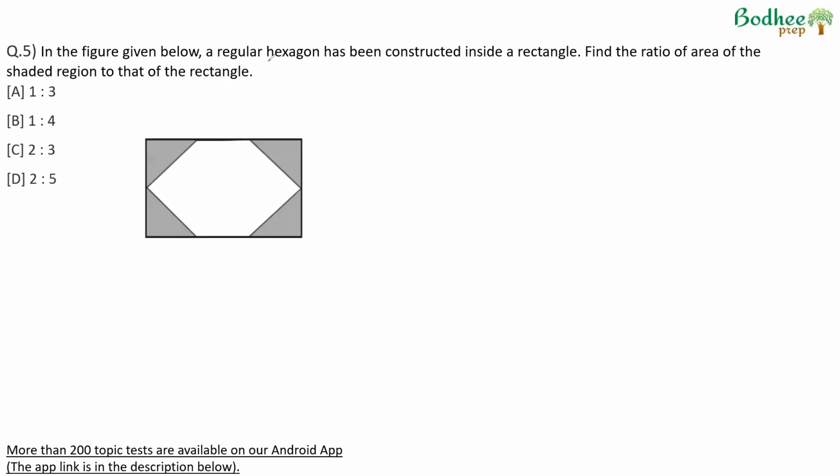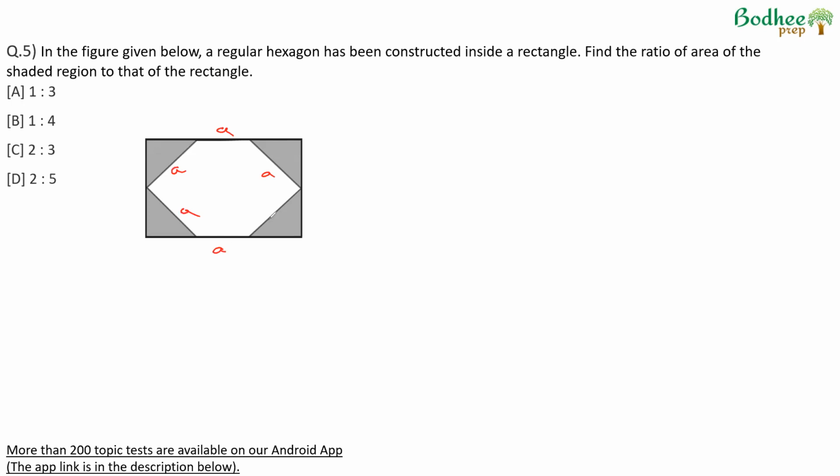In the figure given below, a regular hexagon has been constructed inside a rectangle. Find the ratio of the area of the shaded region to that of the rectangle. Suppose the side of the hexagon is a. All of these sides become a.